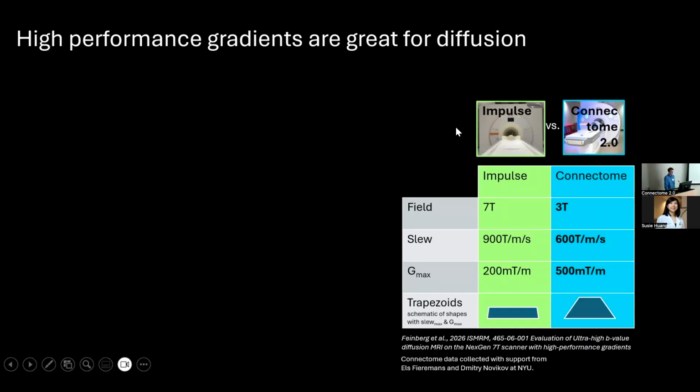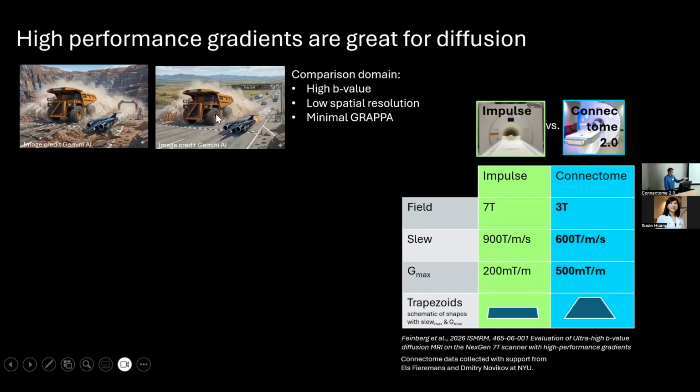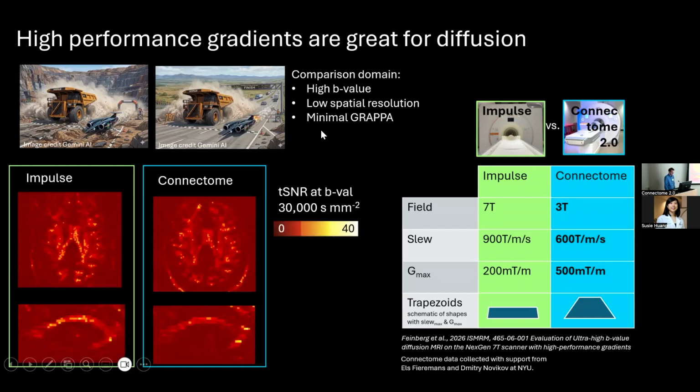best scanners in the world, which reminds me a bit of comparing Mozart against Beethoven. And of course, these are kind of different scanners. So you need to choose your comparison domain wisely, because depending on which environment you're comparing them, one might win or the other. So David, I believe, was inspired by Susie's paper to choose this comparison domain, to use very high B-value with low spatial resolution and minimal kappa.